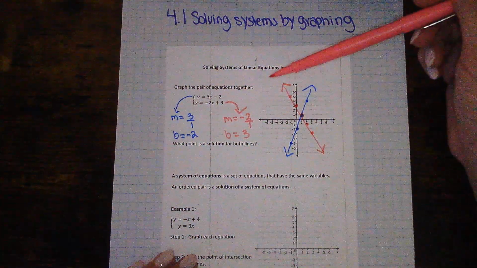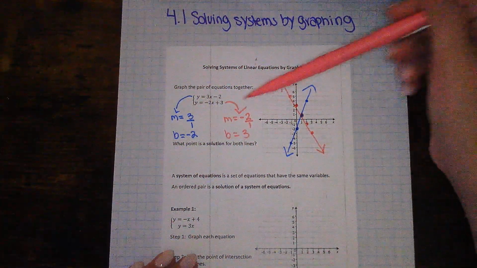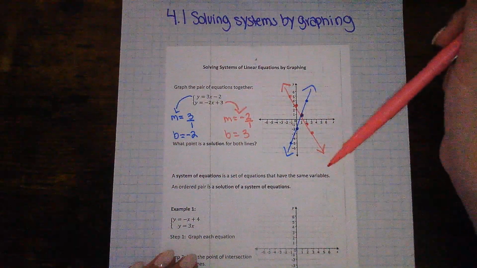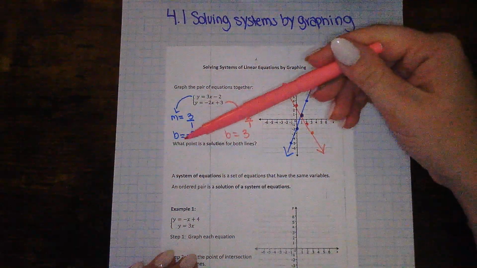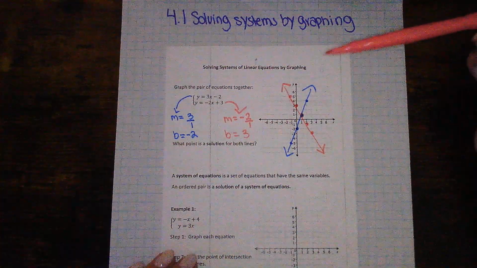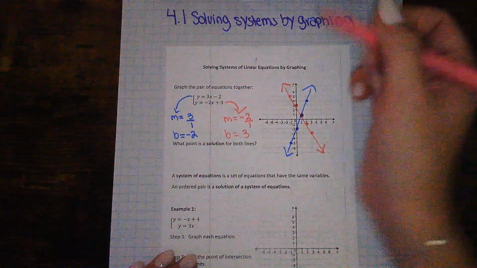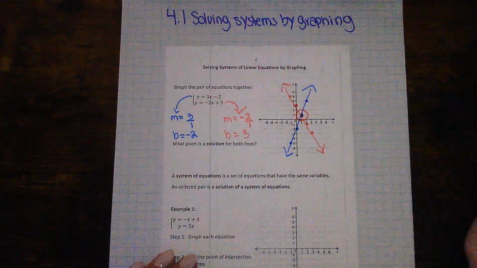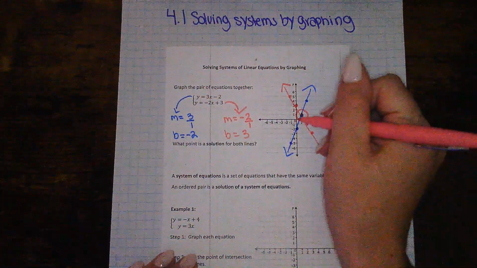After I do that, I can find the solution by looking where these two lines intersect. So the question asks, what point is a solution for both lines? Well, this point right here is a solution for both lines. And that point's (1, 1).